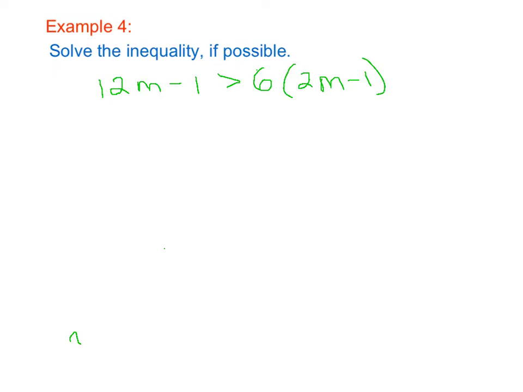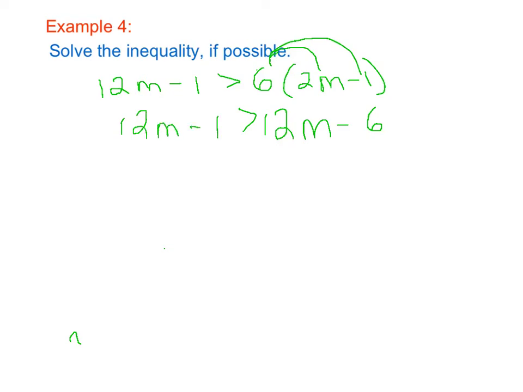So here we have a multi-step inequality that we want to solve if it's possible. On the right side we have parentheses, so we're going to take that 6 and distribute it by everything on the inside of the parentheses. So I'm going to take 6, multiply it by 2m, which gets me 12m. And then I'm going to take the 6 and multiply it by negative 1, which gets me negative 6. I'm going to keep everything on the left the same.